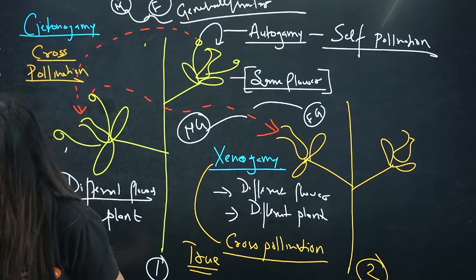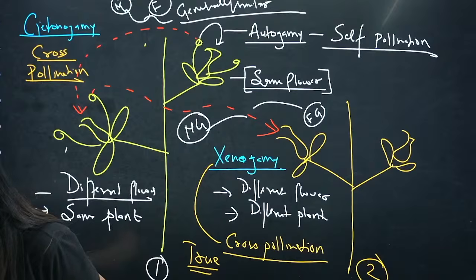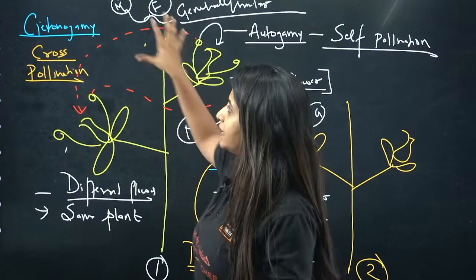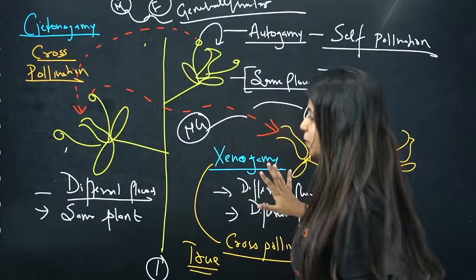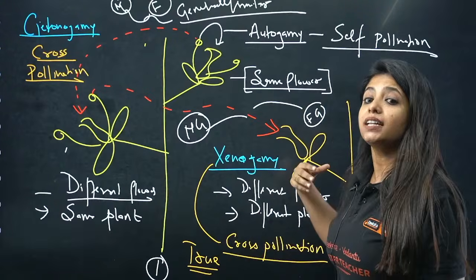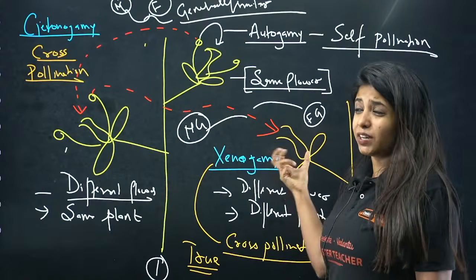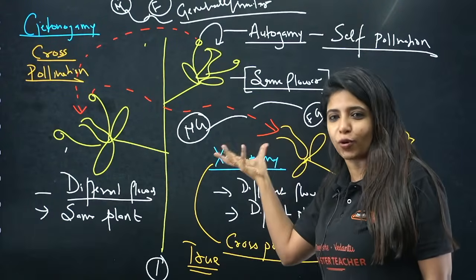Listen to me carefully over here. When I say that this is cross-pollination, and this is also cross-pollination, I'll say it's true cross-pollination. The reason being that two genetically different organisms are coming together. That is why you can term it as true cross.